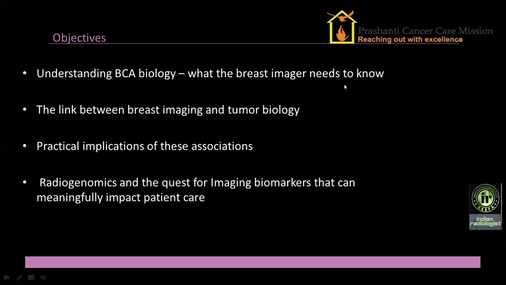Of course, I'm going beyond my brief, and my knowledge here is what I have gained from my pathologists and friends in molecular biology. We will see how breast imaging is linked to tumor biology, what is the practical implication of these associations, and how this has led to the developing interest in radiogenomics and the quest for imaging biomarkers that can meaningfully impact patient care.